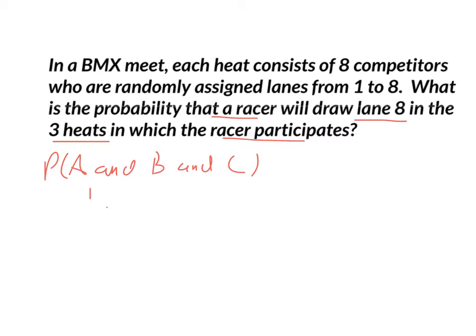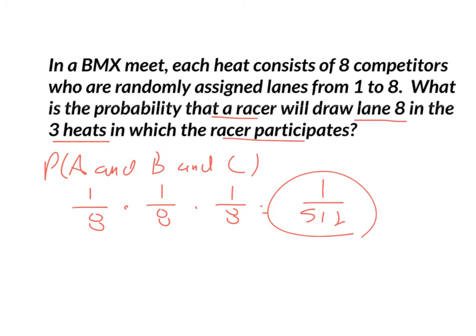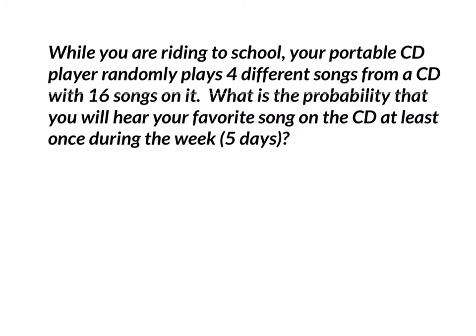So it's going to be 2 different multiplications. Basically, you have a 1 out of 8 chance of getting lane 8 the first time, and because the first race has nothing to do with the second, you get a 1 out of 8 chance of getting lane 8 again, and because the third one is not affected by the first 2, you get a 1 out of 8 chance of getting it again. So if you multiply that out, you get 1 out of 512. Not very likely you'll get lane 8 every single time, but it's possible because it's bigger than 0. So let's look at one more, and we're done for the day.